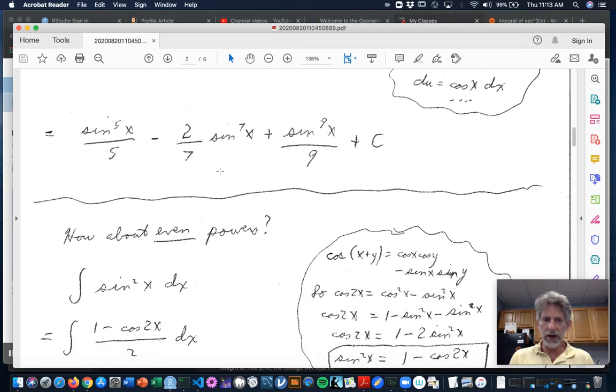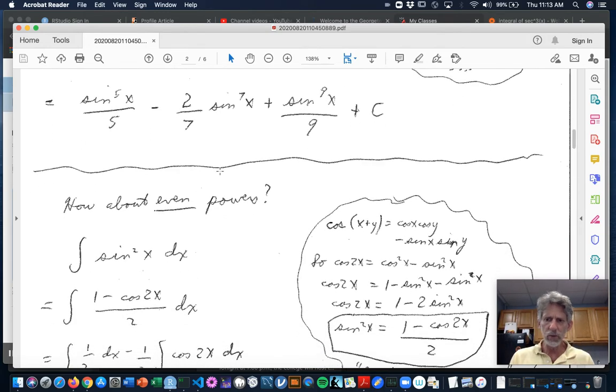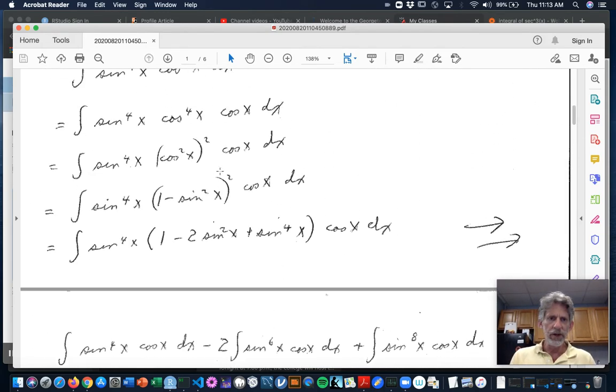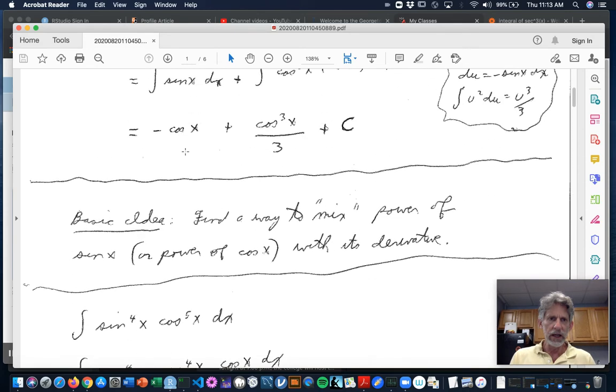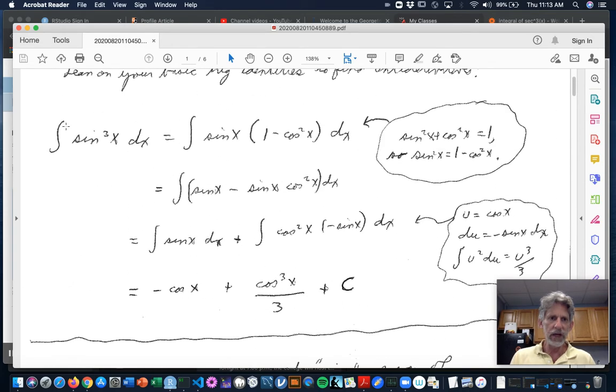So mixing is great, but you might be thinking, wait a minute, for this mixing to work, I had to have some odd powers like this. I could siphon off an even power and then use this identity, and I'd still be left with the thing that would be the derivative.